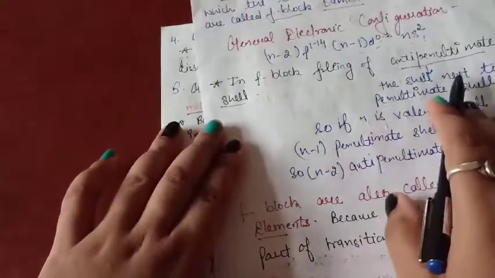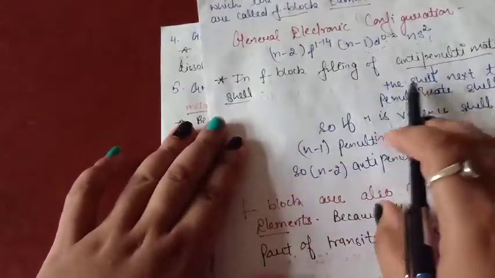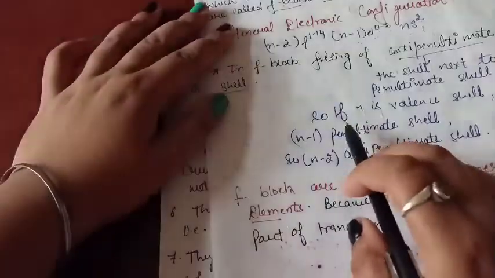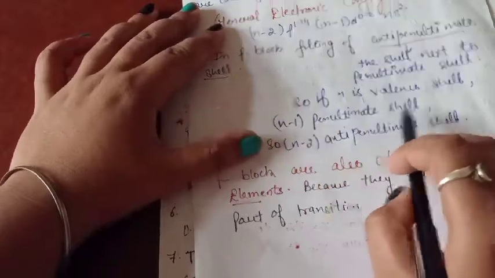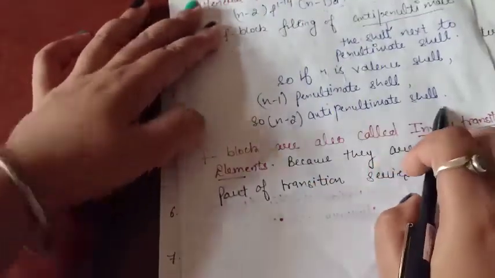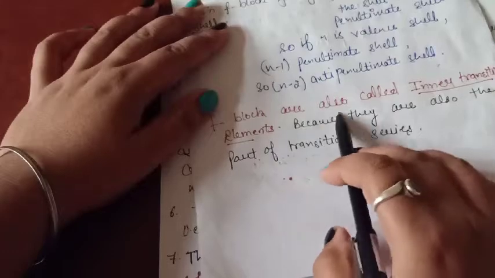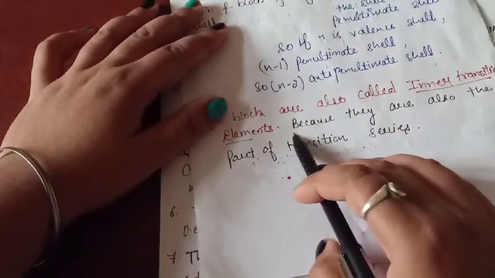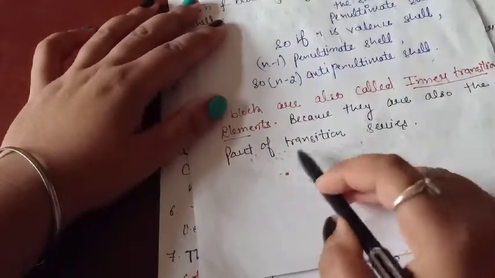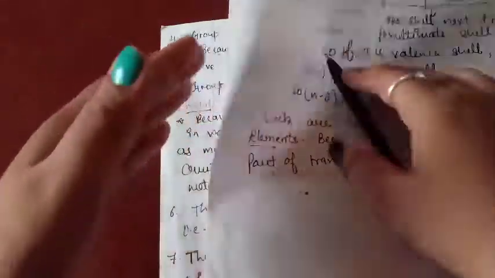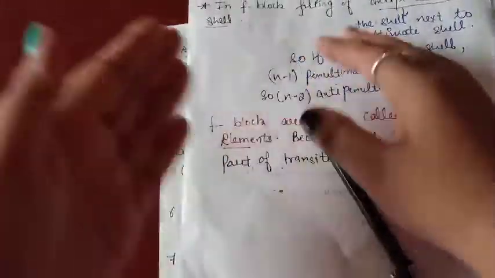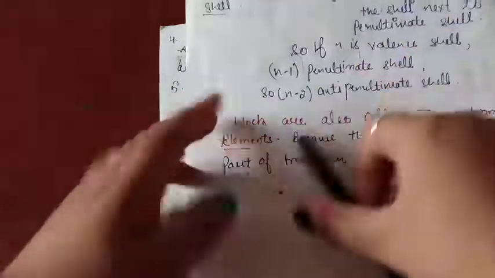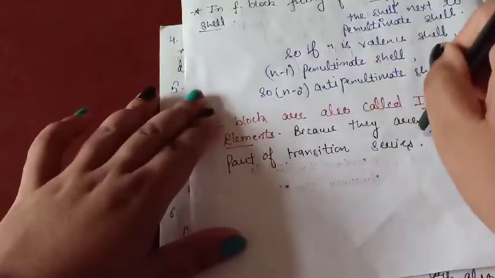It is written that in the F block there is filling of the anti-penultimate shell, the shell next to the penultimate. I have mentioned it here: if n is the valence shell, n-1 is the penultimate and n-2 is the anti-penultimate. Now F block elements are also called inner transition elements. Why are these known as inner transition? Because they are also part of the transition series, but they haven't got space in the periodic table, so they are present inside the transition series. Because their atomic numbers also lie in between the transition elements, they are called inner transition elements.